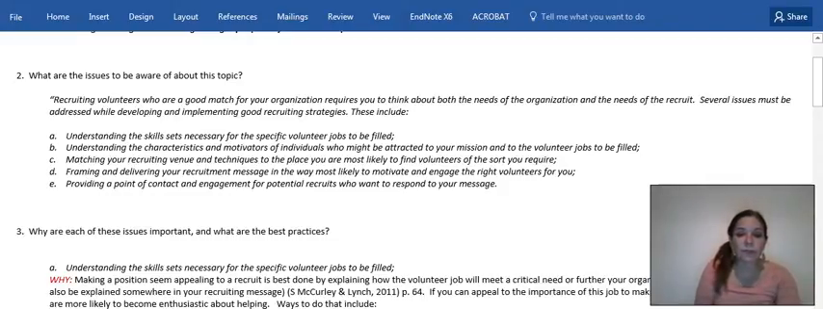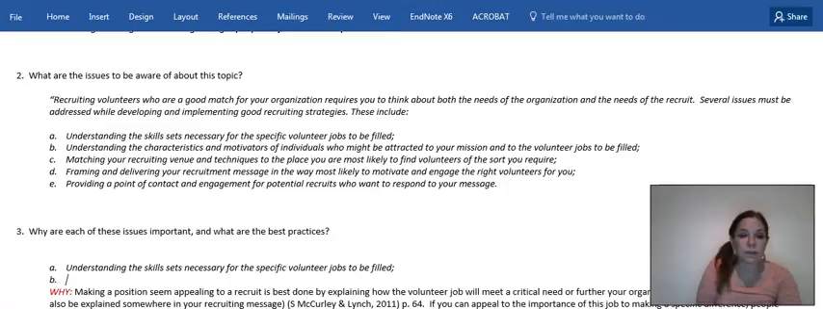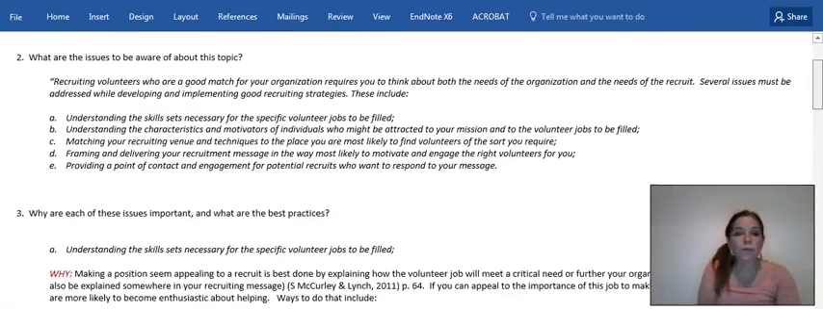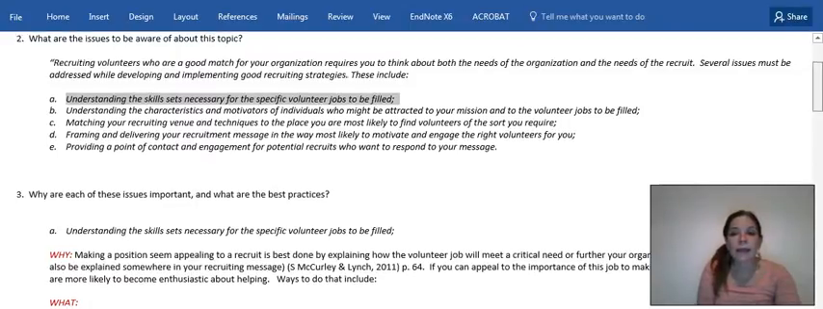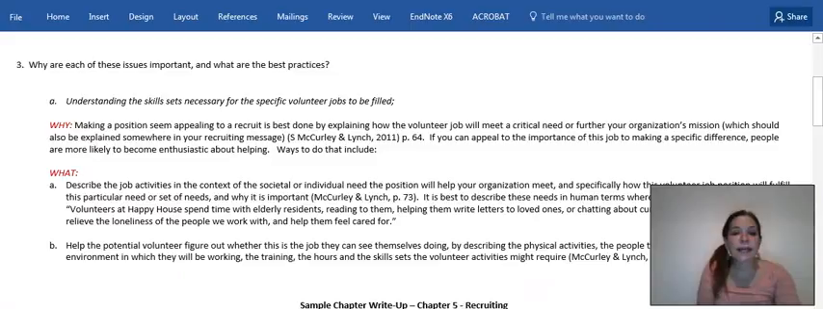Okay, so let's, oops. All right, so let's see what we got. So I brought this down. We're going to bring all of these down one at a time. I brought this one down first. Here it is right here. Again, we're back to this idea, understanding the skill sets necessary for specific volunteer jobs to be filled. Okay, the first thing I've got to do in part 3 is take that down and then say why.